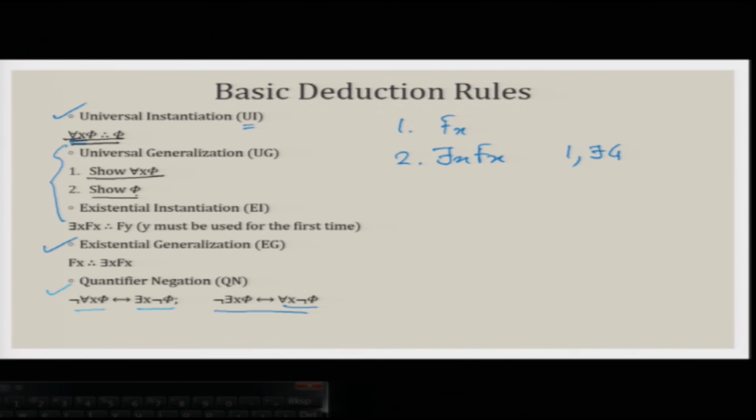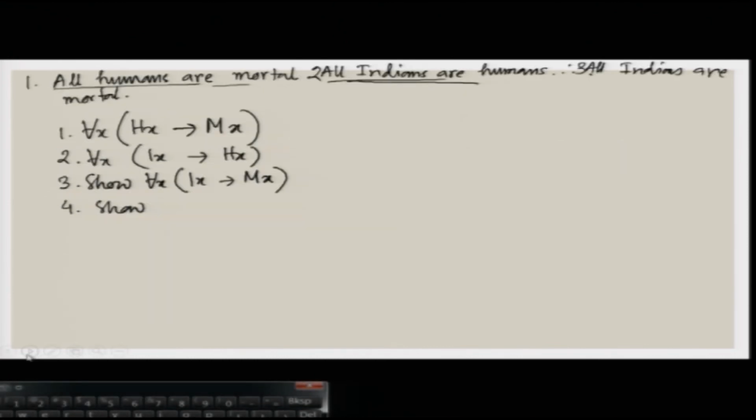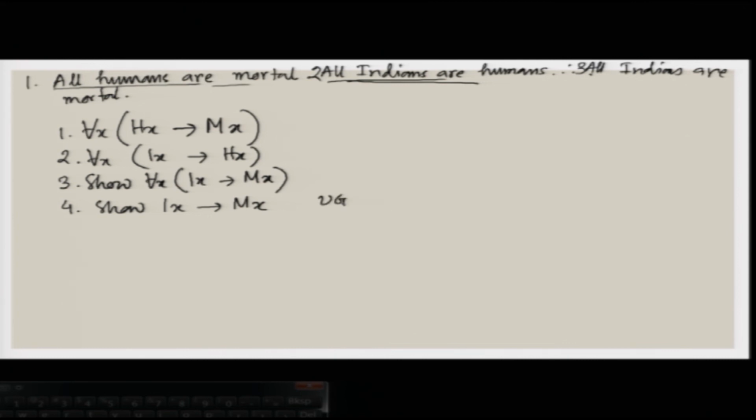I need to prove that for all x phi, I need to first prove phi. That is exactly what we are trying to do here. We have another show line, which is show ix implies mx. We just write UG, that is, we have to do UG. So, 5 can be ix. This is like the conditional proof we did.